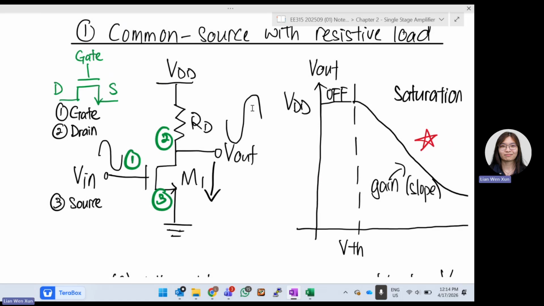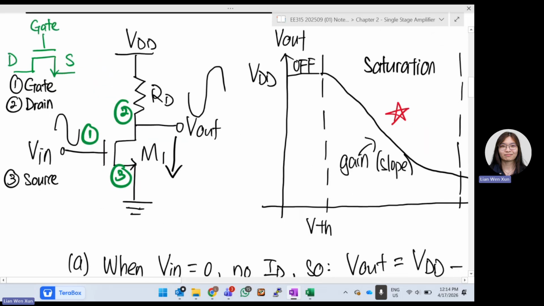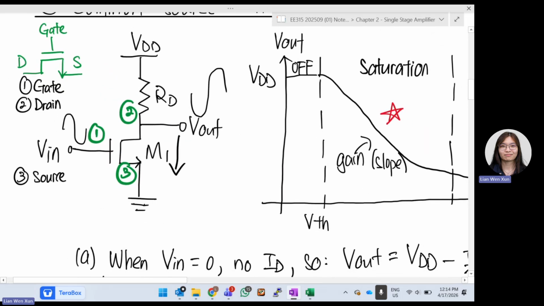Okay, so now we will examine a few things. To make sure you know what exactly is common source, the common means usually we ground them. So you realize that your source is now grounded. So common source with resistive load, if you forget which part you need to ground, you just ground your source. Input is always at the gate. Output is at the drain.